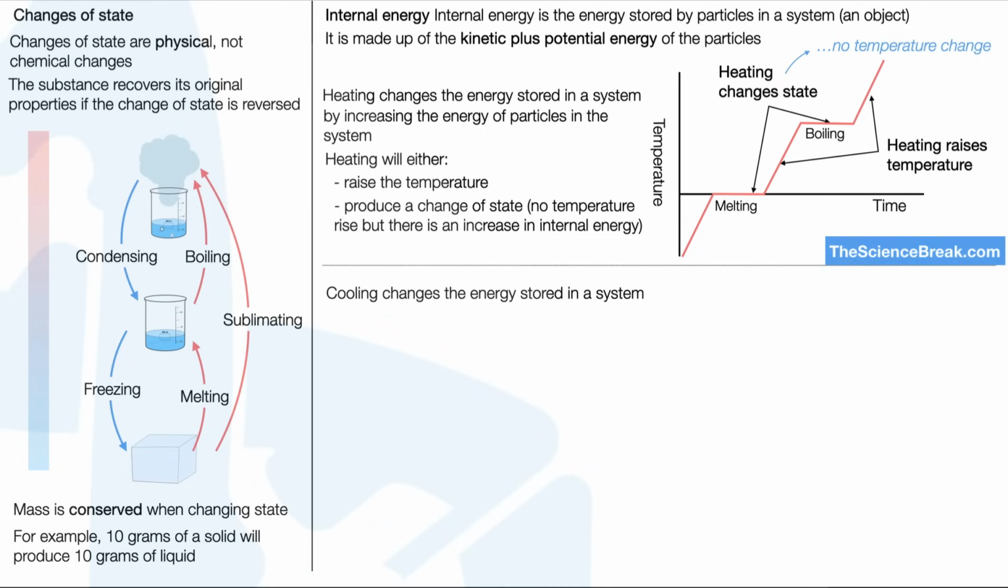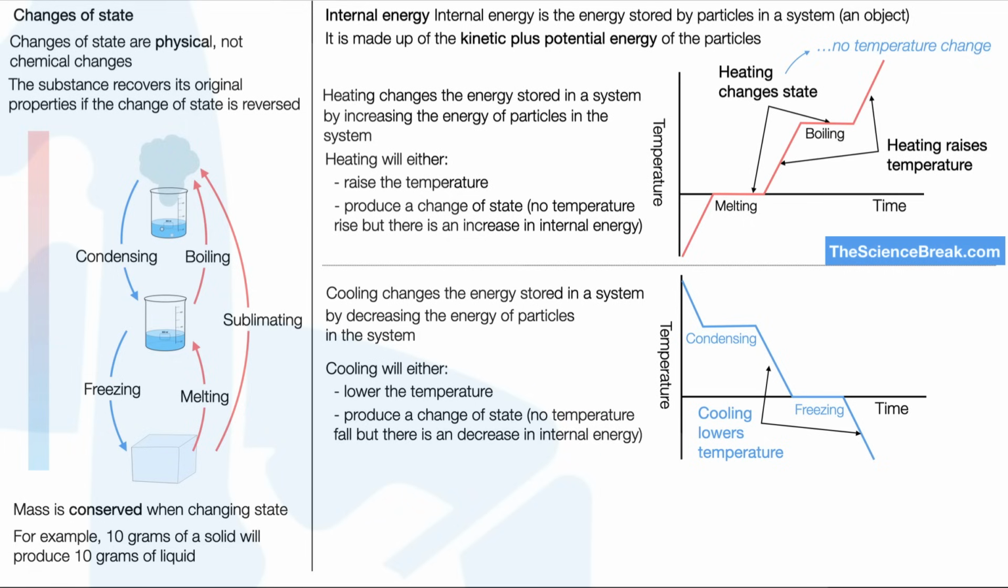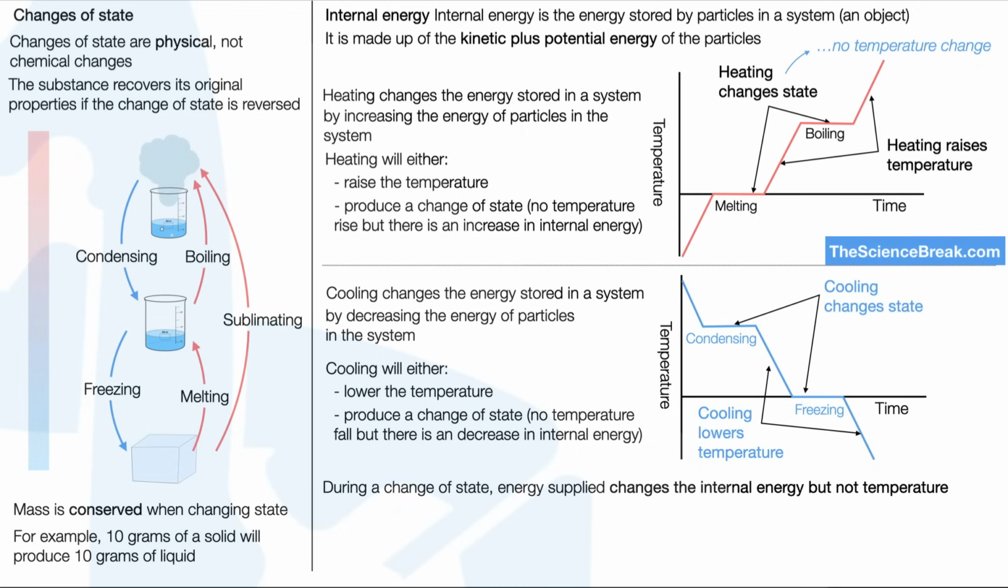Cooling changes the energy stored in a system by decreasing the energy of the particles in the system. So here's our graph again. This time a substance is being cooled. We have condensing and freezing at those points there. And cooling will either lower the temperature, that's where cooling lowers the temperature on the graph, or produce a change of state. No temperature fall, but there is a decrease in internal energy. So the flat parts of the curve there, the cooling causes a change of state, but not a change of temperature. So, worth going over that again if you need to.